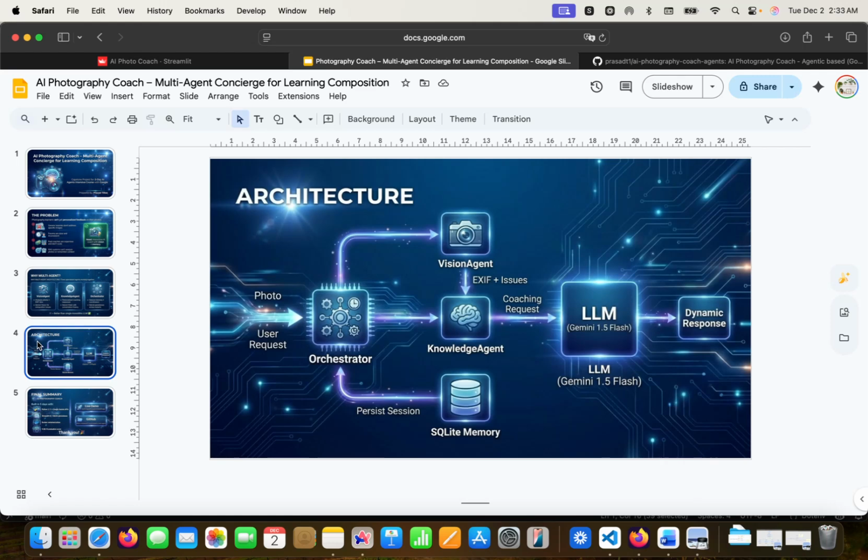At a high level, this is the architecture where the orchestrator agent is managing the communication, right? And then the vision agent and knowledge agent are doing their specific work. So instead of a generic LLM, this is a dynamic system of specialized agents doing their tasks. Let's jump into the demo.